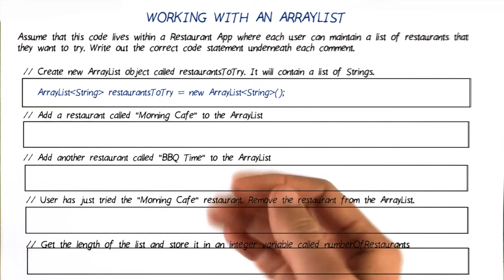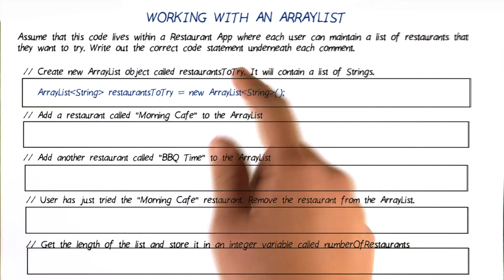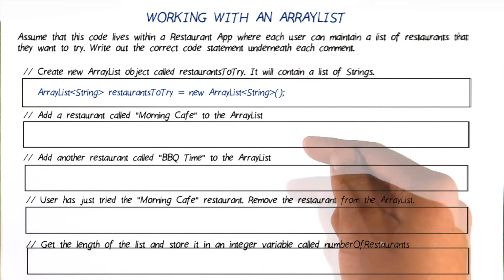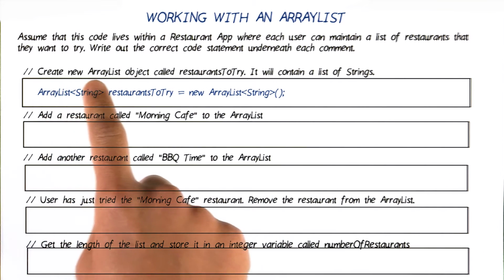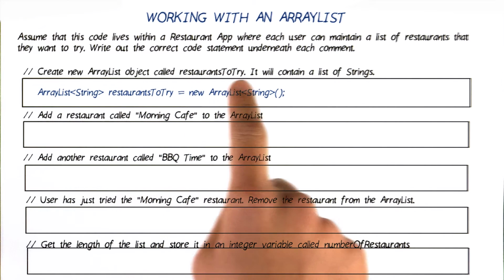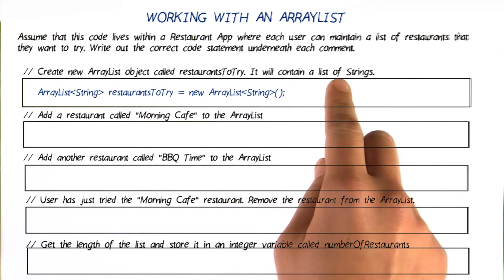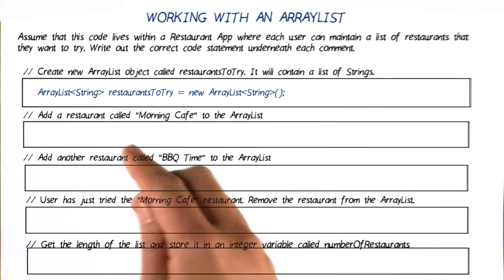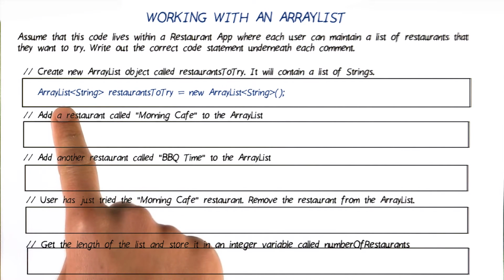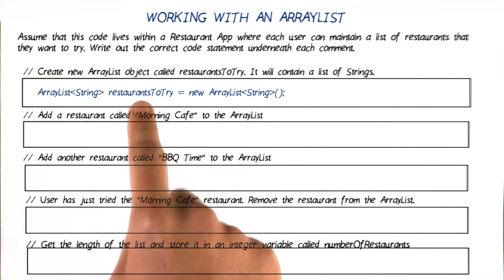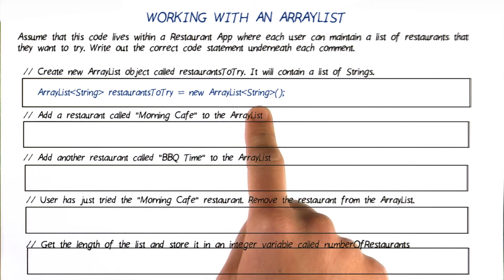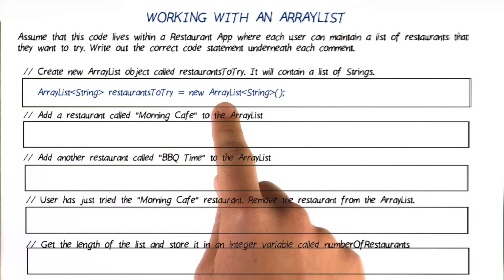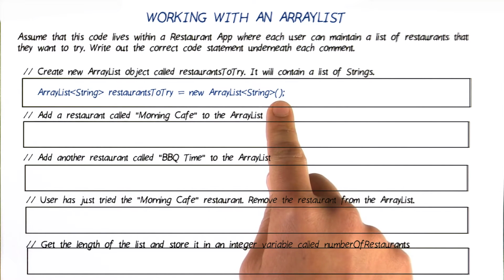All right, welcome back. And let's take a look at the correct code statements needed to implement each of these comments. So for this first comment here, asking us to create a new ArrayList object called restaurantsToTry containing a list of strings, the code for that looks like this. So we have ArrayList of type String, the object name restaurantsToTry equals new ArrayList of type String. And note that when instantiating an ArrayList, we don't need to input any parameters here.